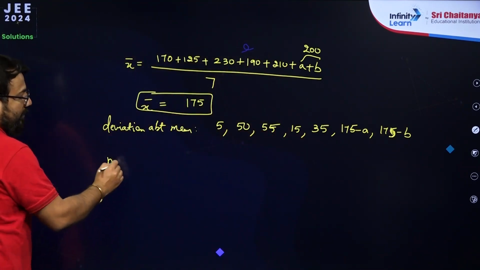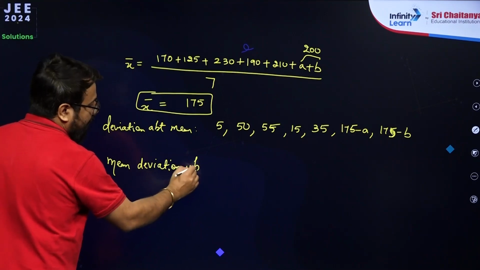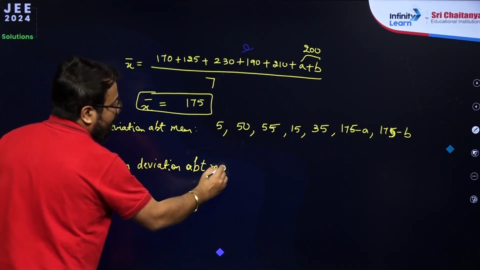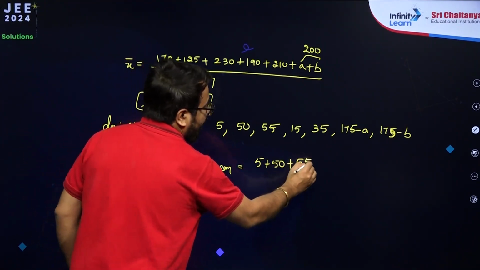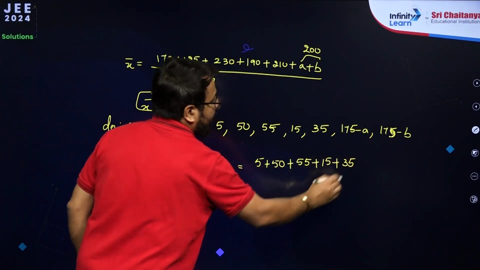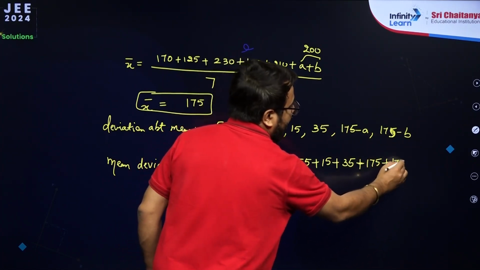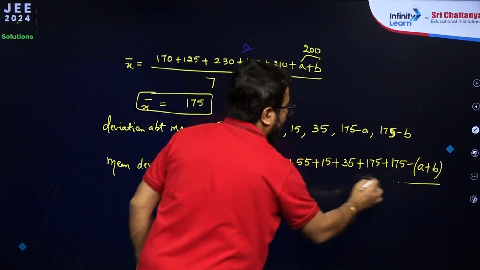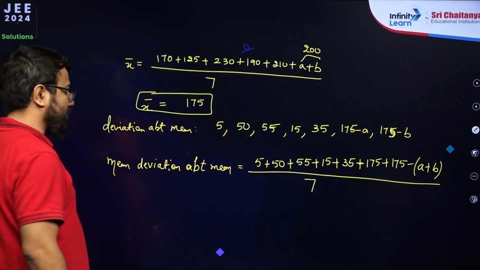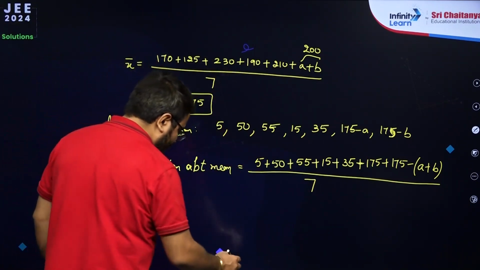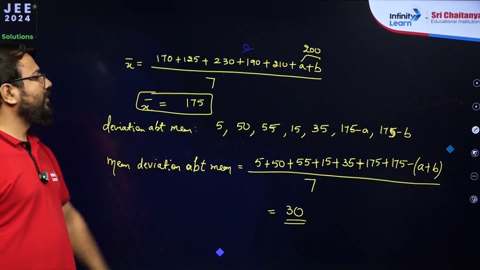I want to get the mean deviation about mean. If I want to get the mean deviation about mean, so I need to take the average of all these observations. 5, 50, 55, 15, 35. Here I can see that 175 is taken 2 times. So 175, 175 and subtracted with A plus B. I hope you are able to understand this. And this whole is divided by how many observations? This whole is divided by 7 observations. So my dear students, if you try to simplify it, you will be able to get the answer as 30. Okay, just you need to put the value of A plus B.